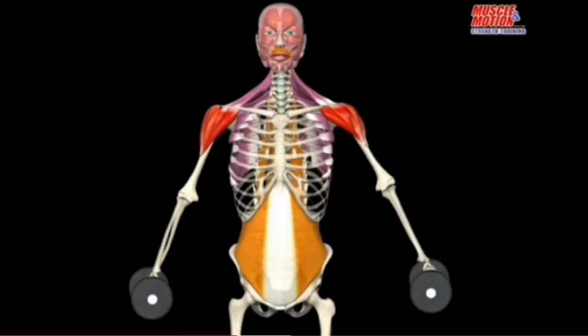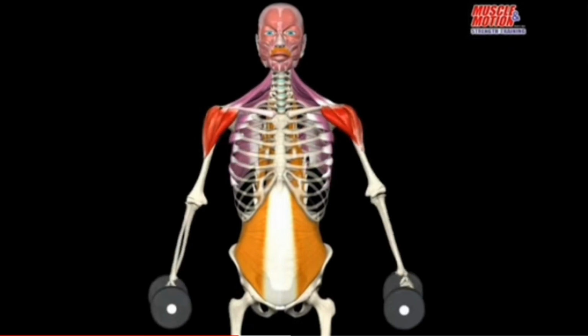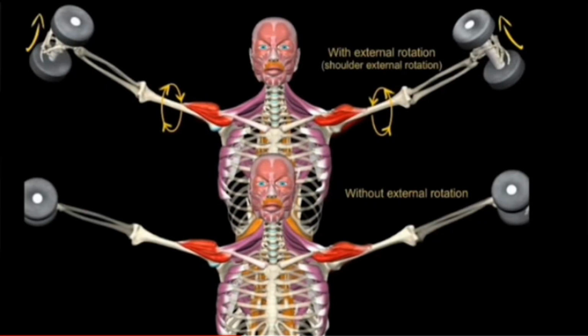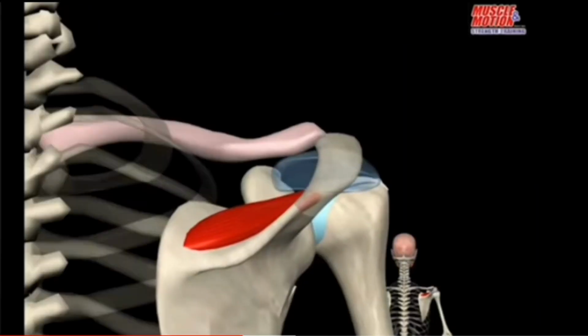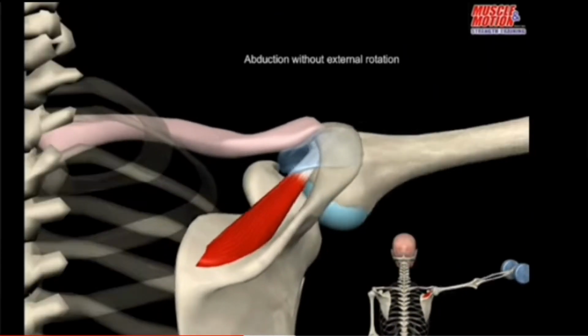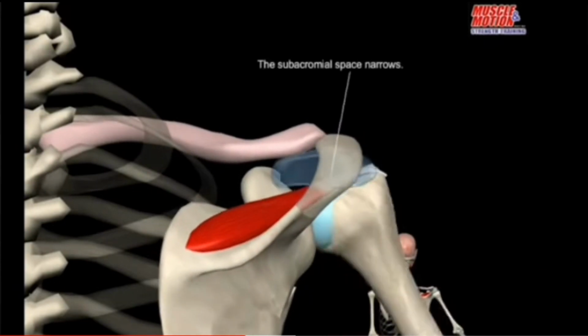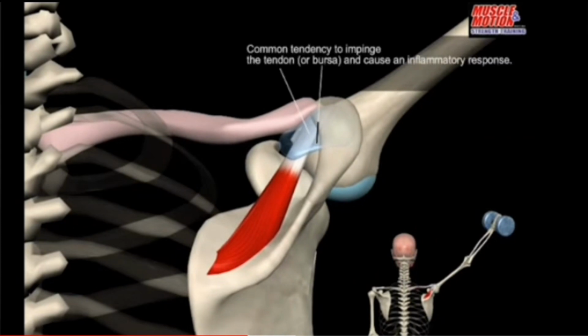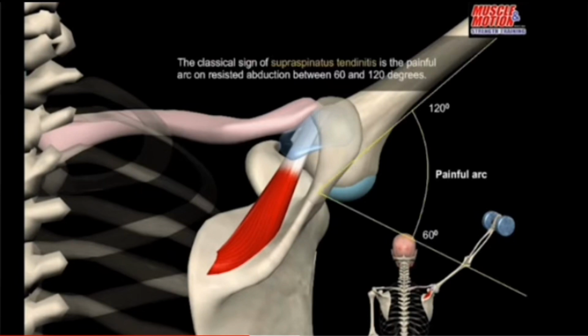In the third variation, this will be abduction with a slight external rotation. Here you can see in the upper portion with shoulder external rotation, and in the bottom without the external rotation. Here we can see the abduction without the external rotation. The subacromial space narrows, and the common tendency to impinge the tendon or bursa can cause an inflammatory response. The classic sign of supraspinatus tendinitis is the painful arc on the resisted abduction between 60 and 120 degrees.